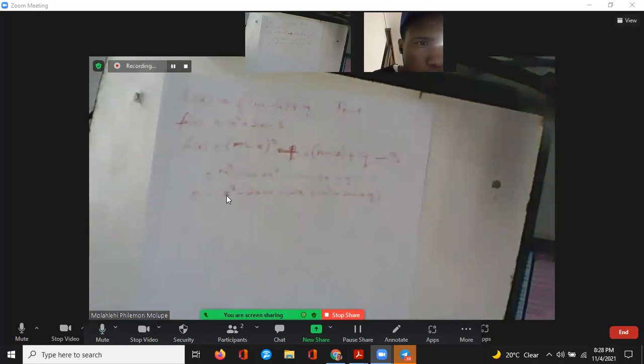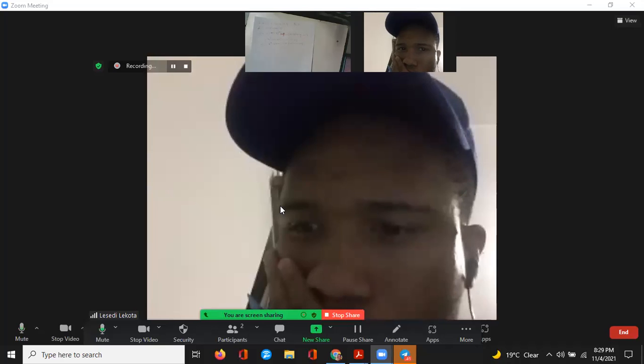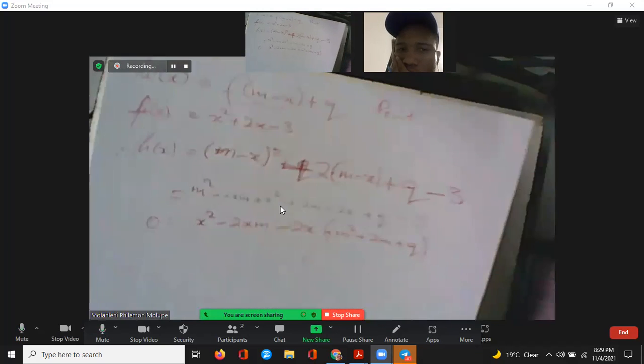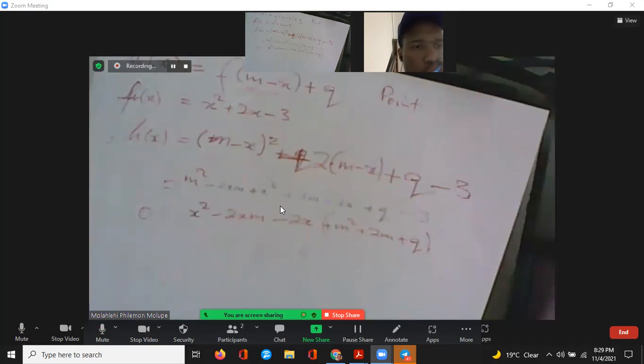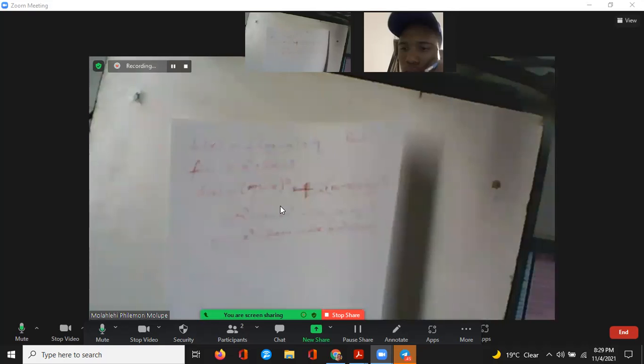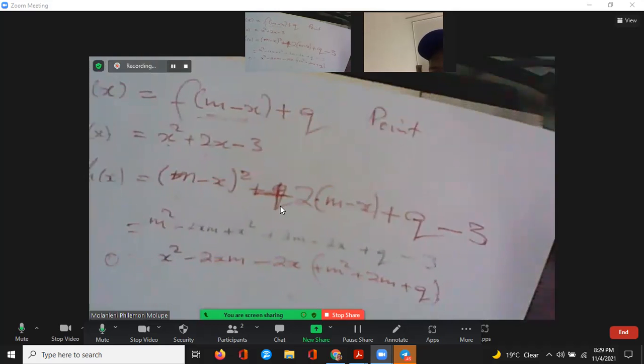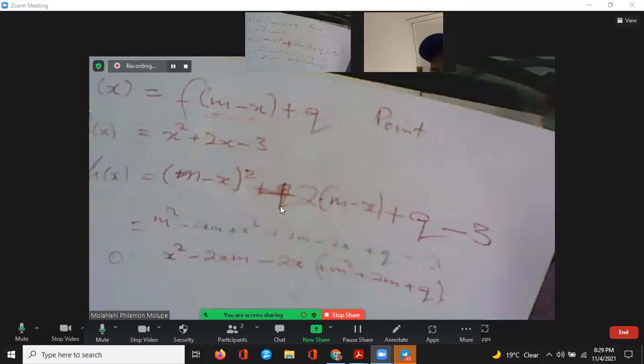Then you write them in descending order. It was x squared minus 2x, but look at those that do not contain x, those are constants. There will be constants. You write that equation in the form y equals a x squared plus b x plus c. Now c is m squared plus 2m plus q.